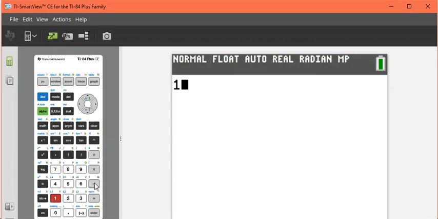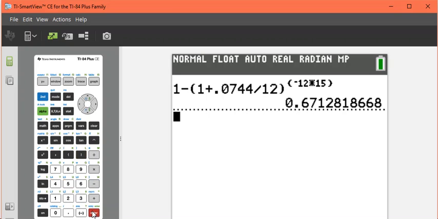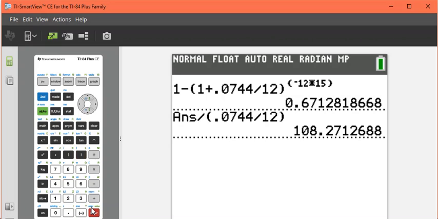We're going to have 1 minus, open parentheses, 1 plus 0.0744 divided by 12, close parentheses, raise it to a power. The exponent is negative 12 times 15. That's your numerator. We've got to carry all these digits. Then divide by R over M, which needs to be in parentheses or it won't come out correctly. This is going to give us the number in brackets, the number that P is being multiplied by.